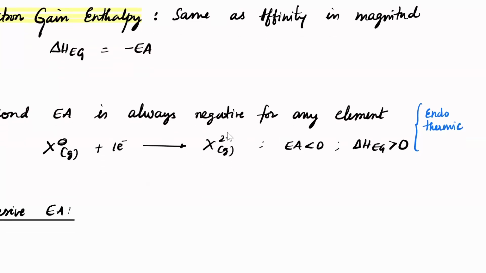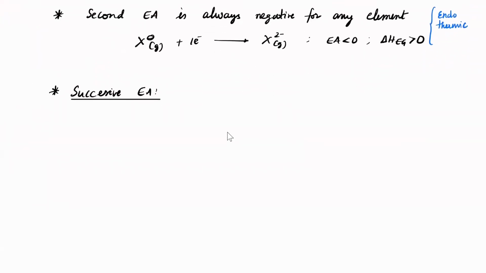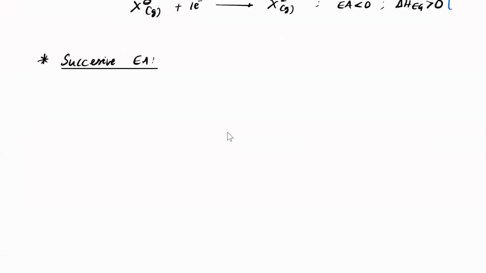Got it? So, adding an electron, electron affinity is negative, which means electron gain enthalpy is positive. Okay, let me show you with an example how the successive electron affinity works. For instance, if we have X plus 1 electron, it is becoming X minus, and the electron affinity 1 can be greater than, less than, or equal to 0.